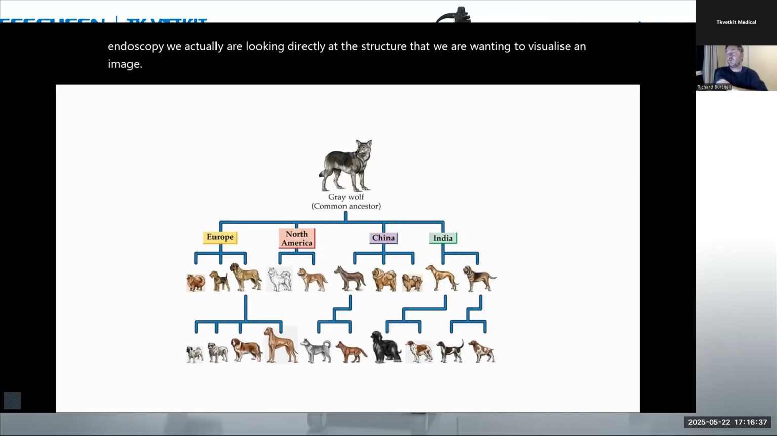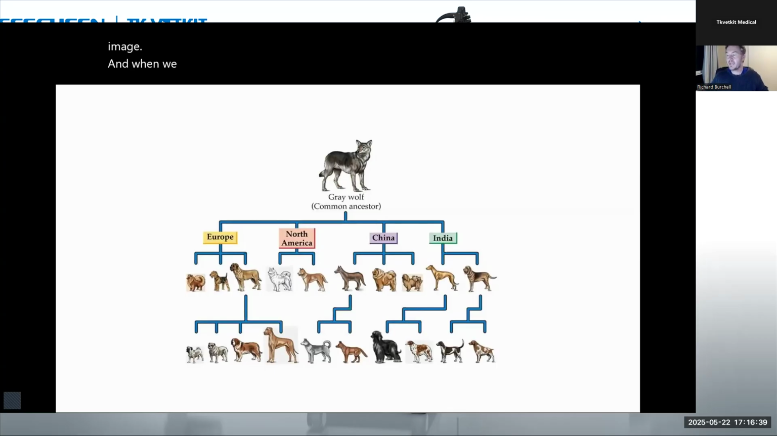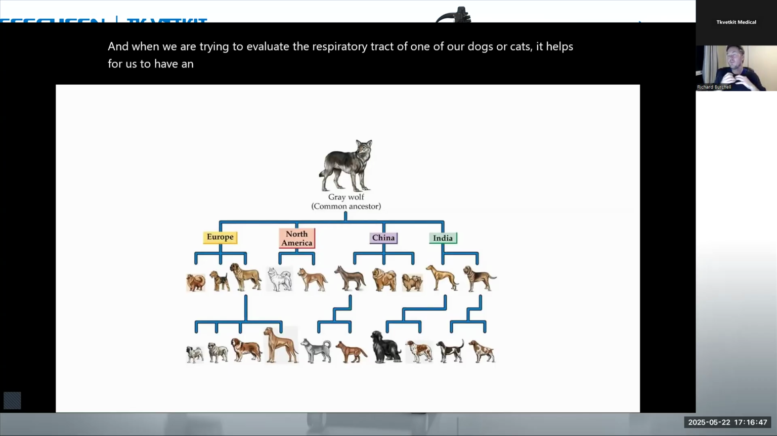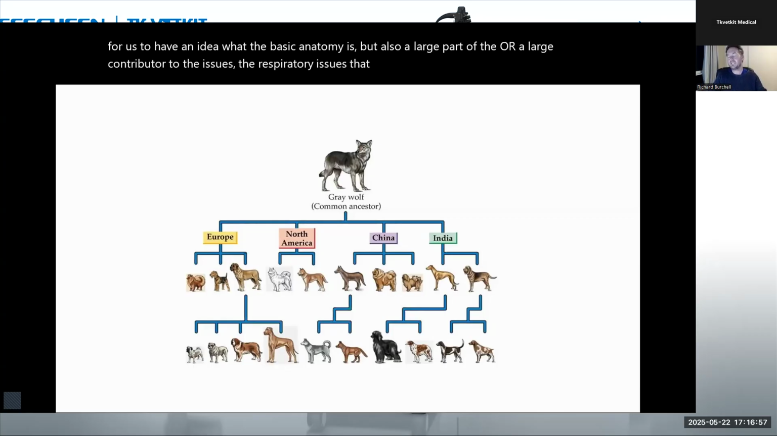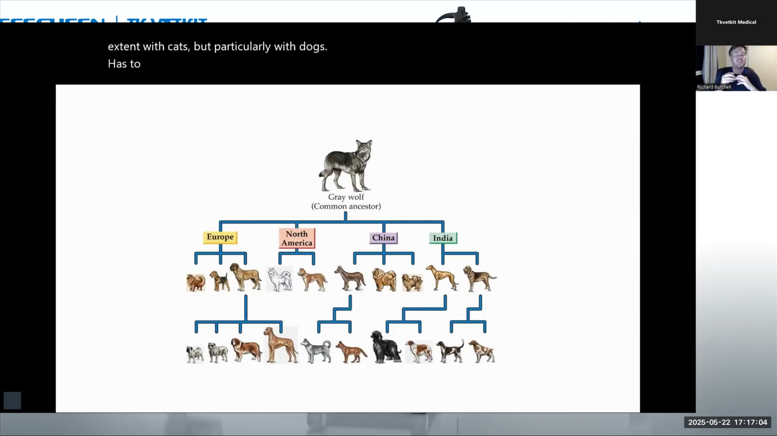And when we are trying to evaluate the respiratory tract of one of our dogs or cats, it helps for us to have an idea what the basic anatomy is. But also a large contributor to the respiratory issues that we see, particularly with dogs, to a lesser extent with cats, has to do with the effects of breeding on anatomy.